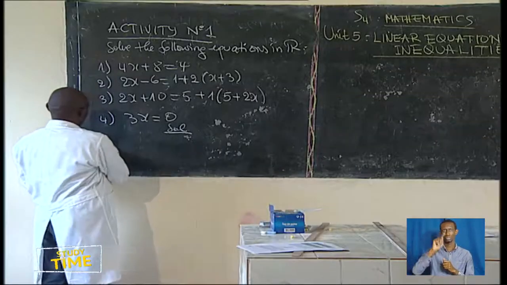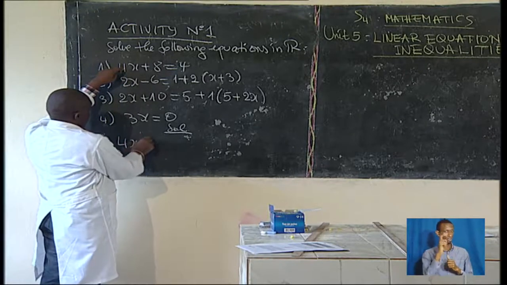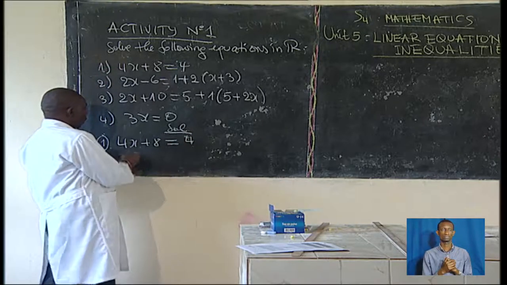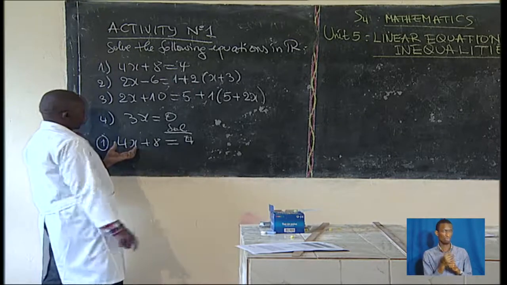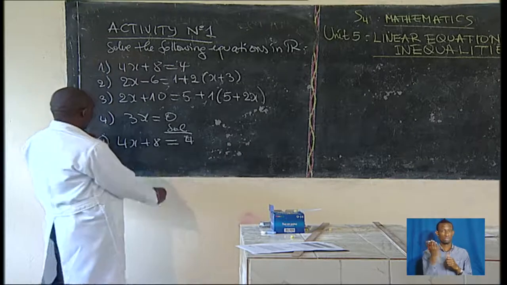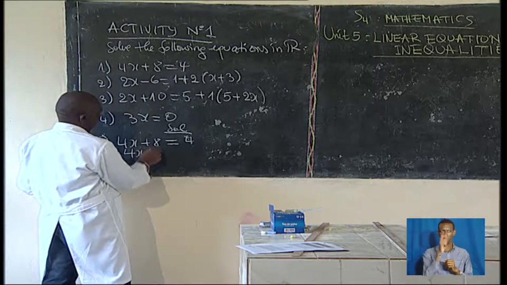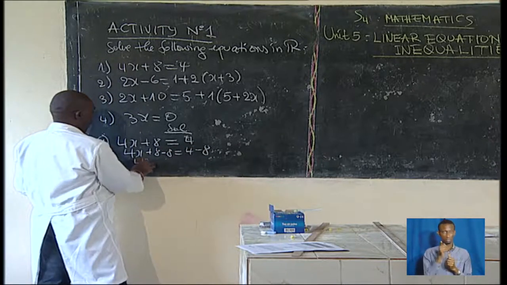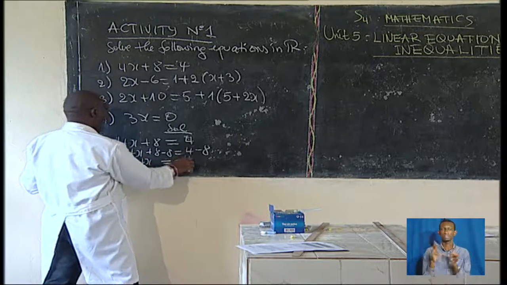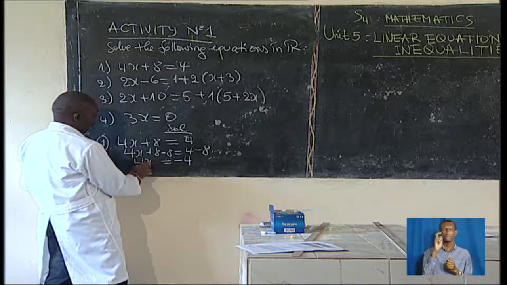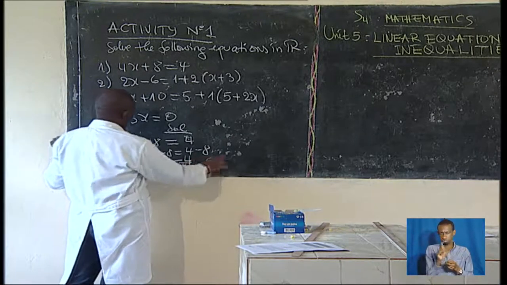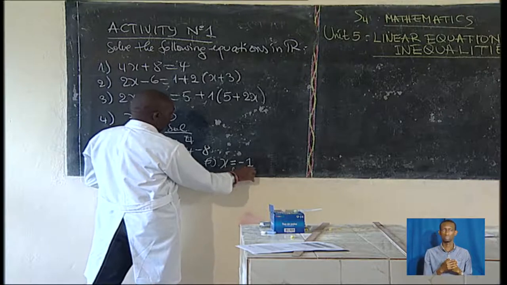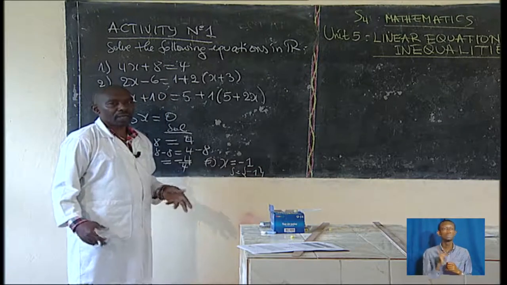Number one, 4x + 8 = 4. So we have to isolate 4x and 8. It means we'll be having 4x + 8 - 8 = 4 - 8. So you remain with 4x on the left-hand side, which is equal to -4. To get x, we divide both sides by 4, and I'll be having x = -1. So the set of solution is {-1}. Difficult? Not at all.